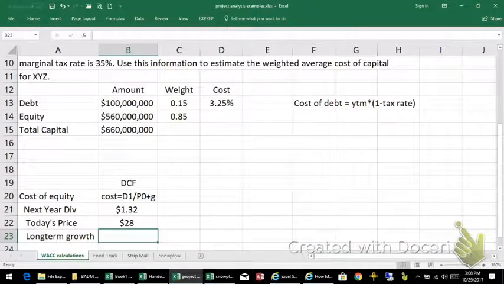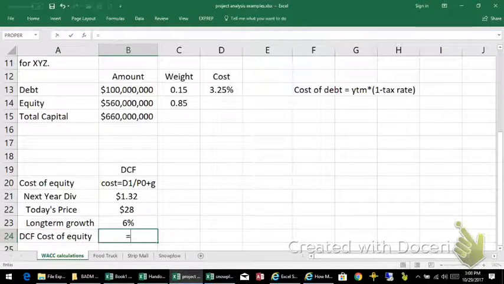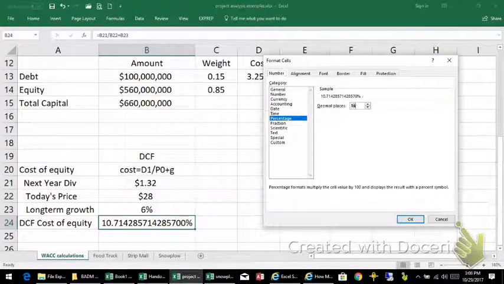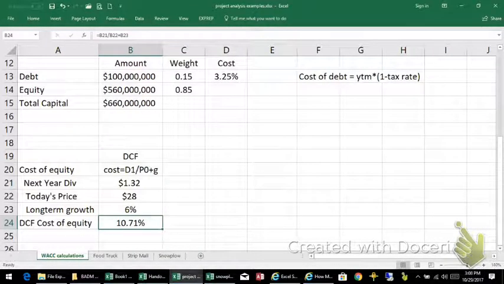Okay, so if that's 6%, then the DCF cost of equity is D1 over P0, and then add that to G. And the cost comes to, let me format that so it's not quite as many decimal places. It's a glitch in Excel. It's been there since I've been using Excel, where it adds 14 decimal places when you don't want it. So under DCF, the assumption would be that the cost of equity capital is 10.71%.